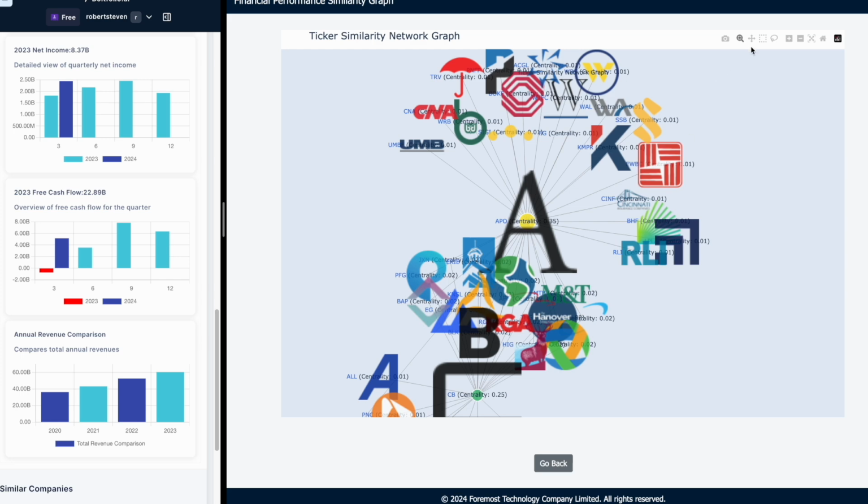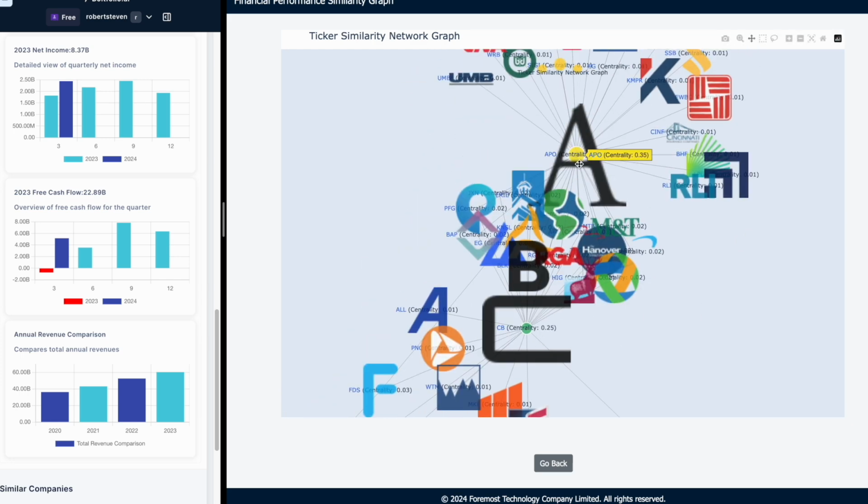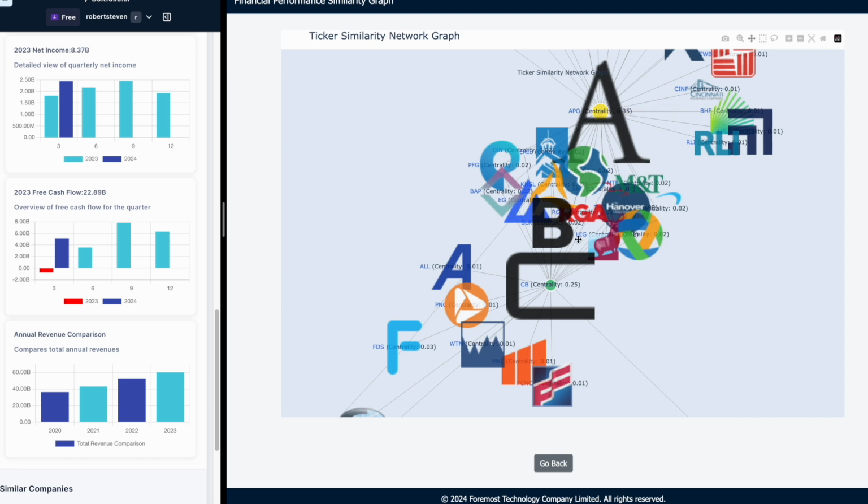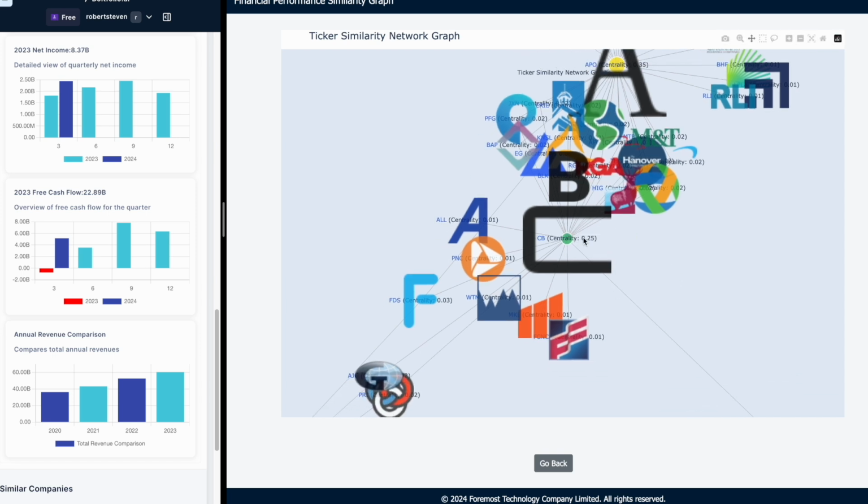Let's come down here to Chubb a little bit. Chubb is actually similar to Apollo in that sense. Apollo, I believe, has insurance as part of one of its business lines. So it is very interesting that we're seeing Chubb closely linked in terms of similarity score to Apollo, which actually makes a lot of sense, right?